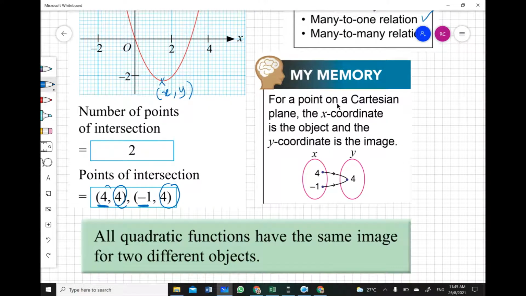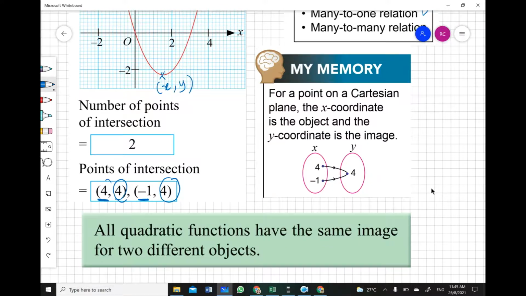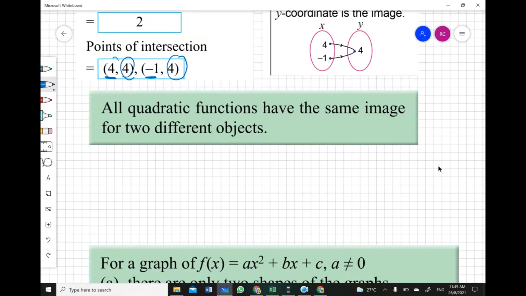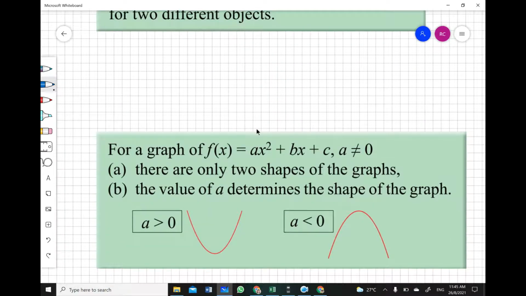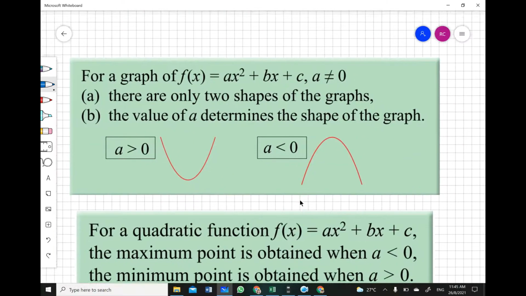So for a point on a Cartesian plane, the x-coordinate is the object and the y-coordinate is the image. So this is a many-to-one relation. I'm sure you also know this already. We carry on. All quadratic functions have the same image for two different objects. You remember this, right? And then when we carry on, you are going to see this.